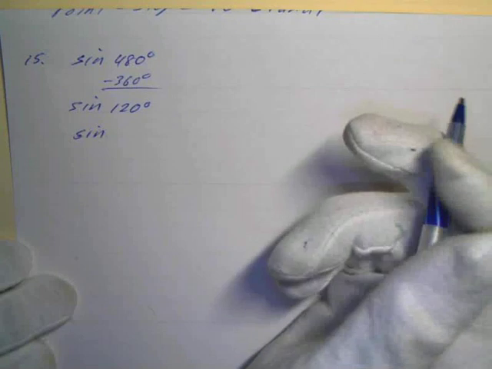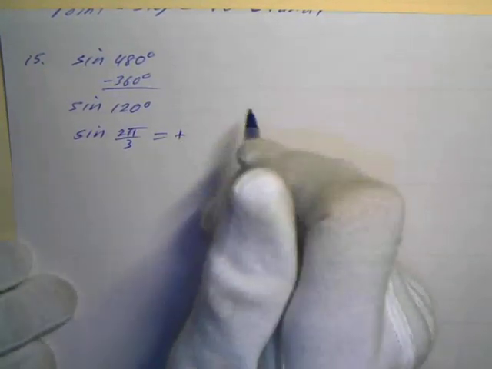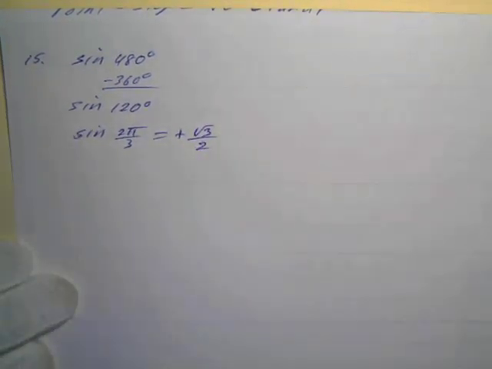well, if we put it in radians to make it a little bit easier to see, it's going to be the same thing as 2 pi over 3, right? 2 pi over 3. And we know that that's going to be positive because it's in the second quadrant, and it's going to be the square root of 3 over 2, because the sine of pi over 3 is the square root of 3 over 2. So you can use your unit circles to help with that. Or you can always draw it.